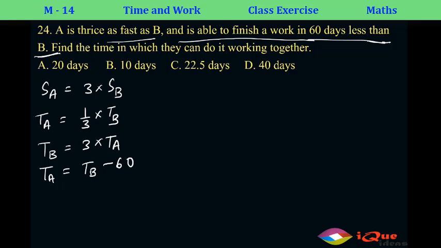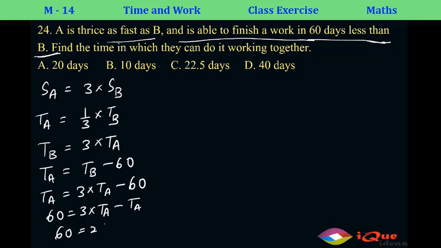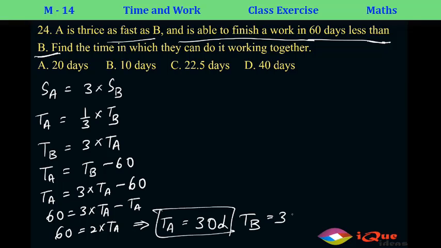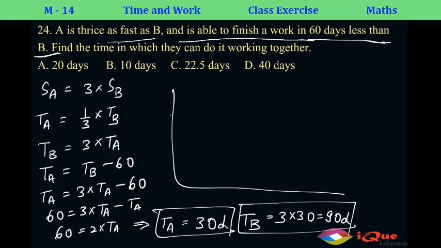So if you put, in place of time of B, 3 into time of A, we have got 60 equal to 3 into time of A minus time of A, which is 60 equal to 2 into time of A. From here we get time of A equal to 60 by 2, that is 30 days. So time of B equal to 3 times time of A, that is 3 times 30, which is 90 days. So now we have the individual times. Now what is the question saying? The question is asking to find the time in which they can do the work together.